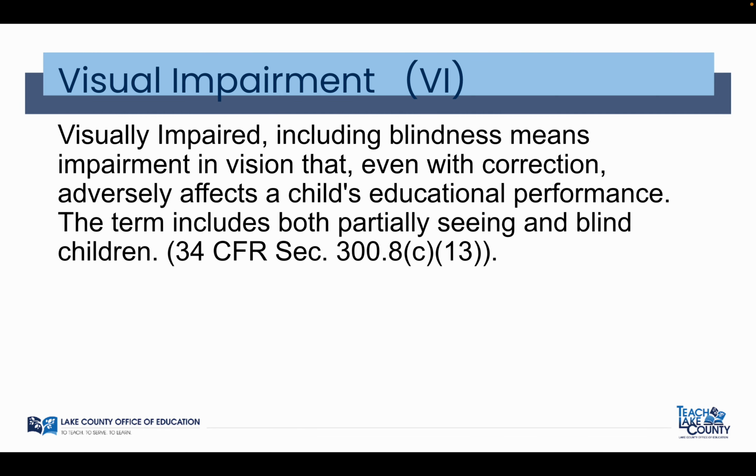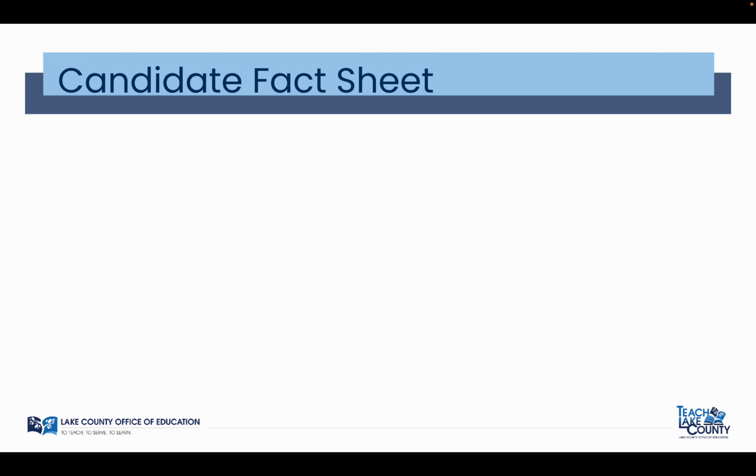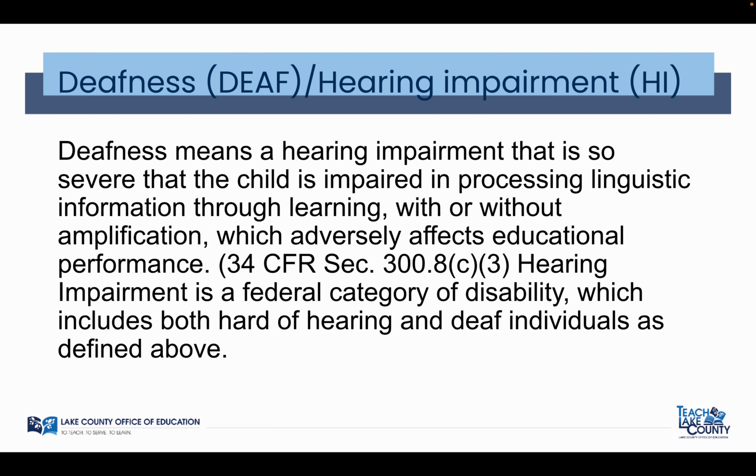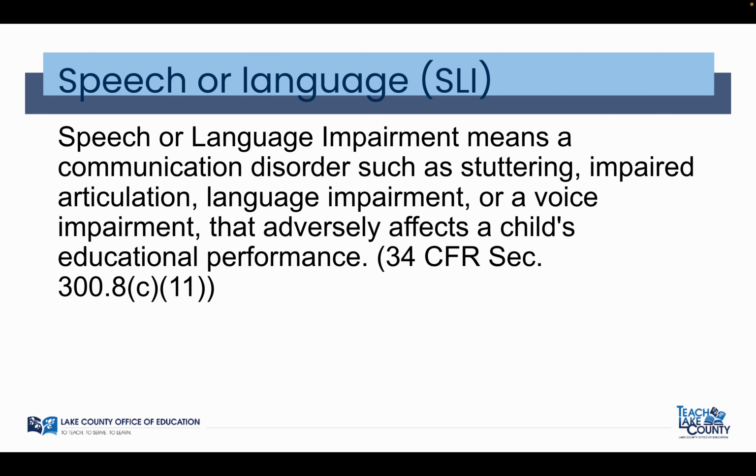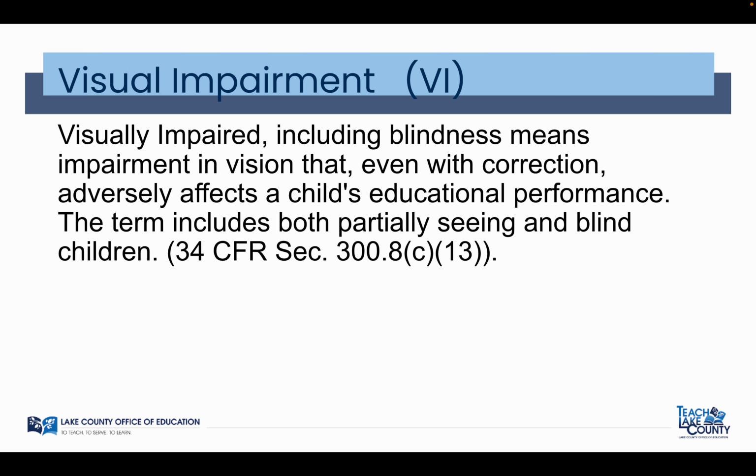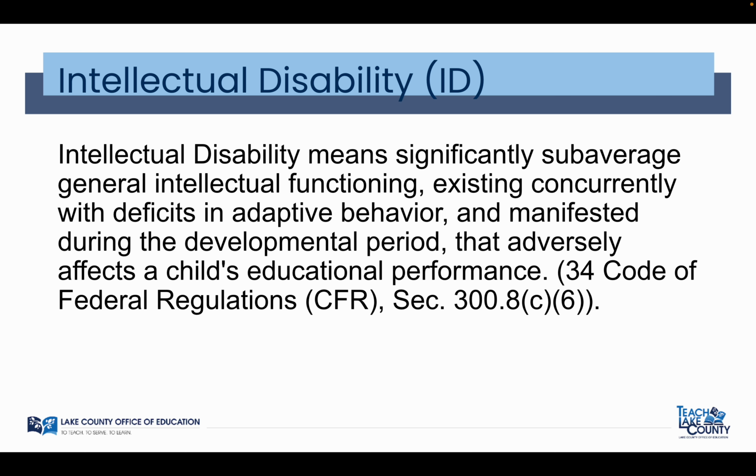And candidate fact sheet. Visual impairment, including blindness, means impairment in vision that even with correction adversely affects a child's educational performance. The term includes both partially seeing and blind children. So again, deaf blindness, deafness, hard of hearing, then visual impairments, candidate fact sheet.